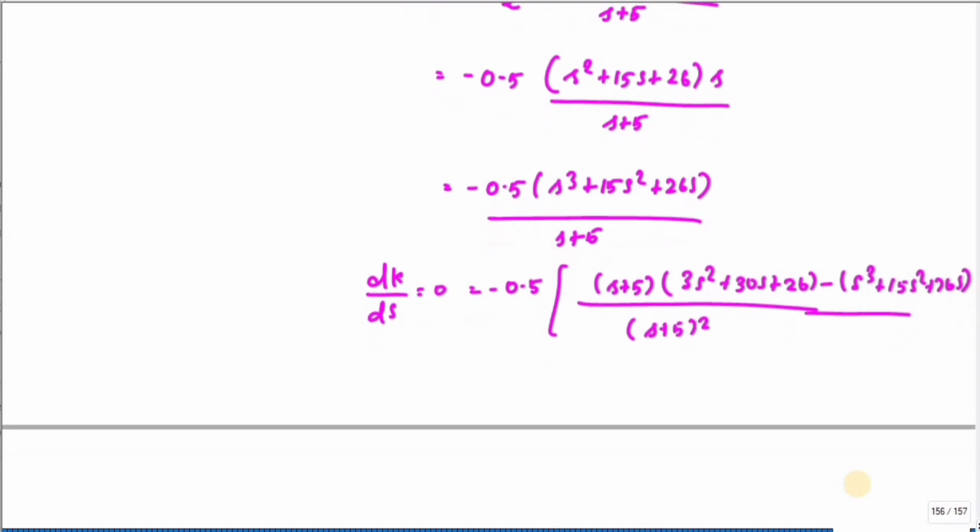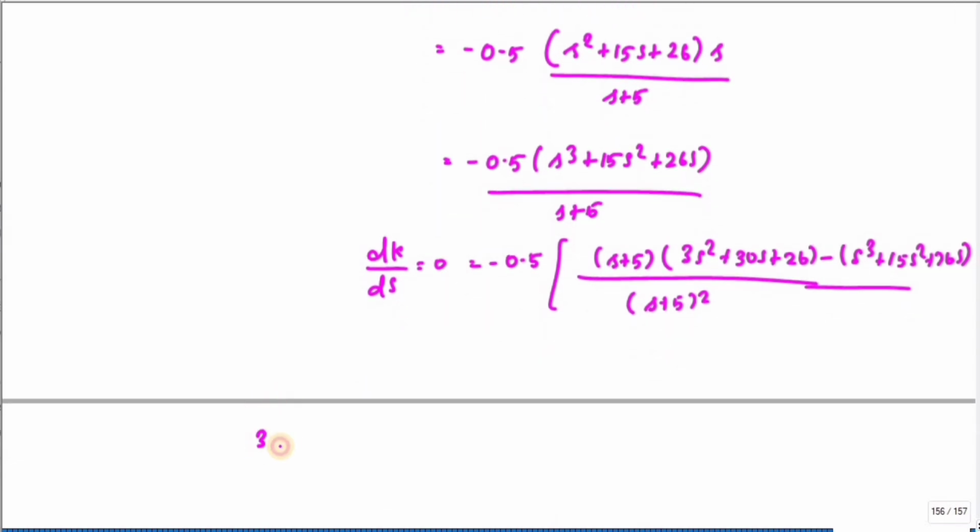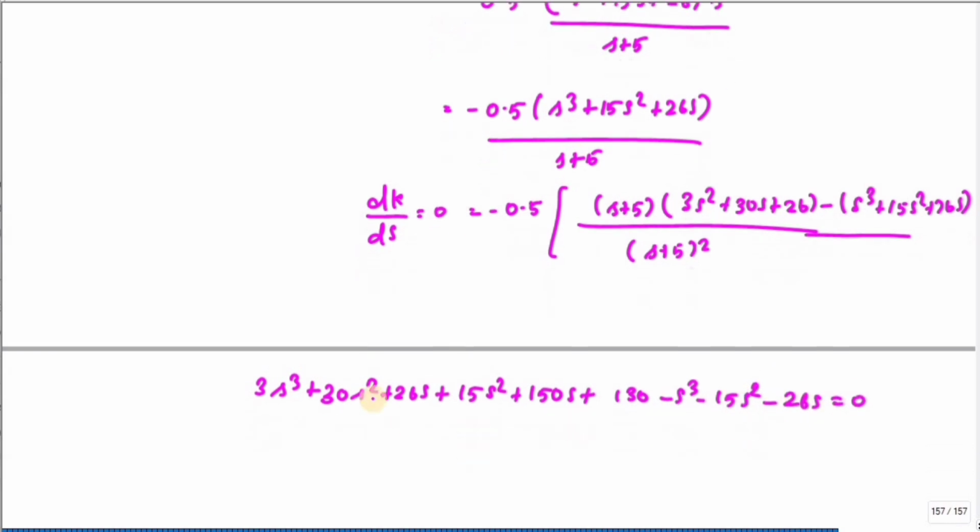So now if I equate the denominator to 0, I'll get 0, and 0.5 also goes to 0, and I'm going to multiply the s term with this 3s square plus 30s plus 26. So I'll get 3s cube plus 30s square plus 26s plus 15s square plus 150s plus 130 minus s cube minus 15s square minus 26s is equal to 0.